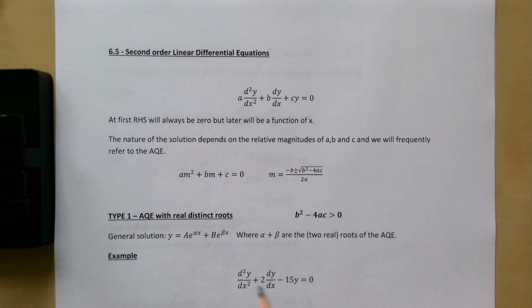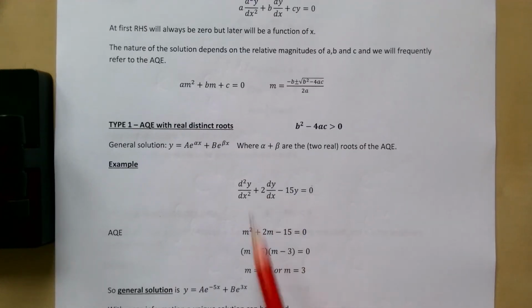So say for example we have d2y by dx squared plus 2 dy by dx minus 15y equals 0. If you separate that out, it's m squared plus 2m minus 15. This one factorizes fine, and you get m plus 5, m minus 3, so m equals minus 5 and m equals 3. So our general solution is going to be ae to the minus 5x plus be to the 3x. We can work out our constants a and b if more information is given.